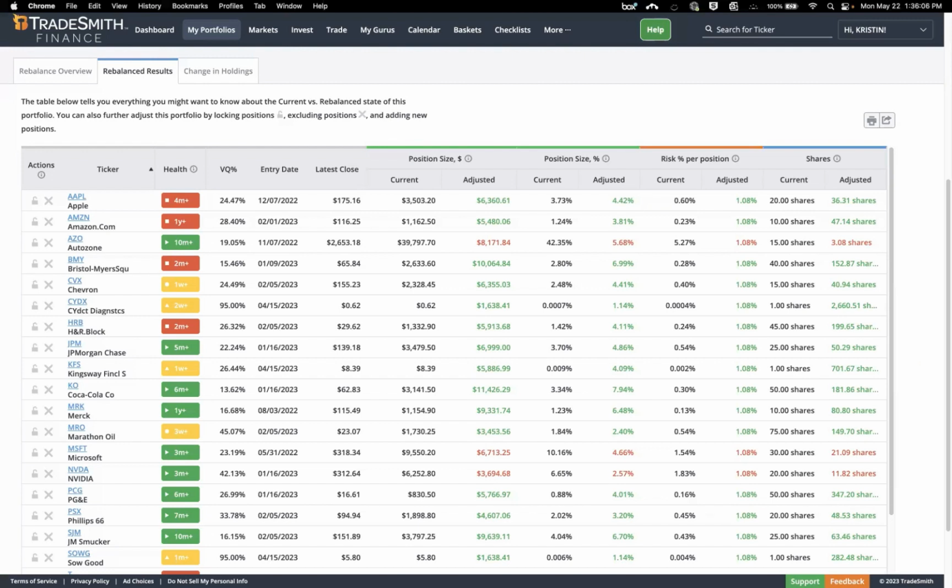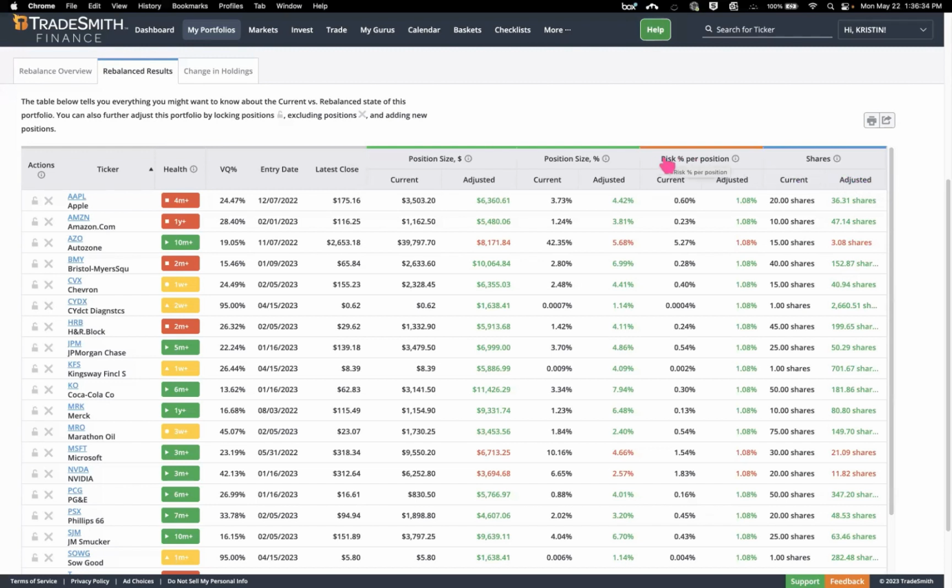All right. And then the next box here is the shares box. The shares column is going to provide your current share size. So this is what you currently have in the portfolio before we rebalance. And then it's going to show you how many shares you should have after you rebalance, which is the adjusted. Okay? All right. And this is what I wanted you guys to see.